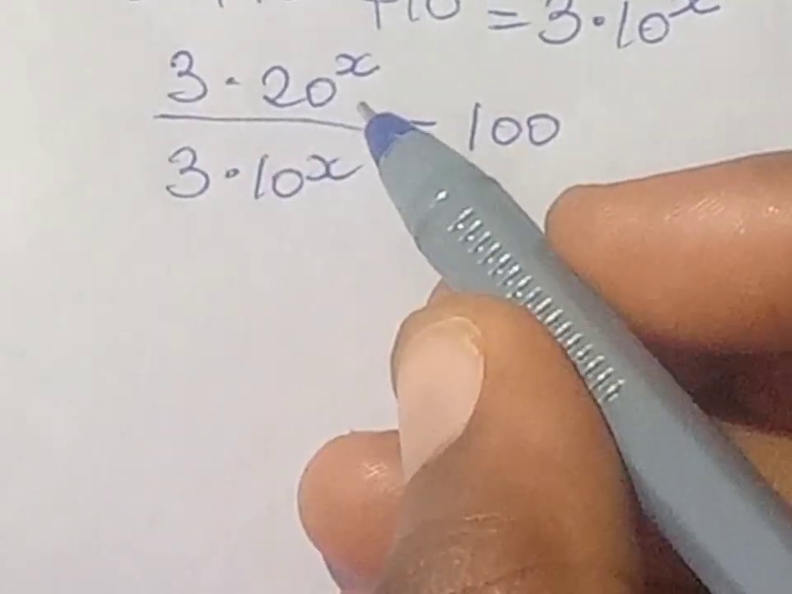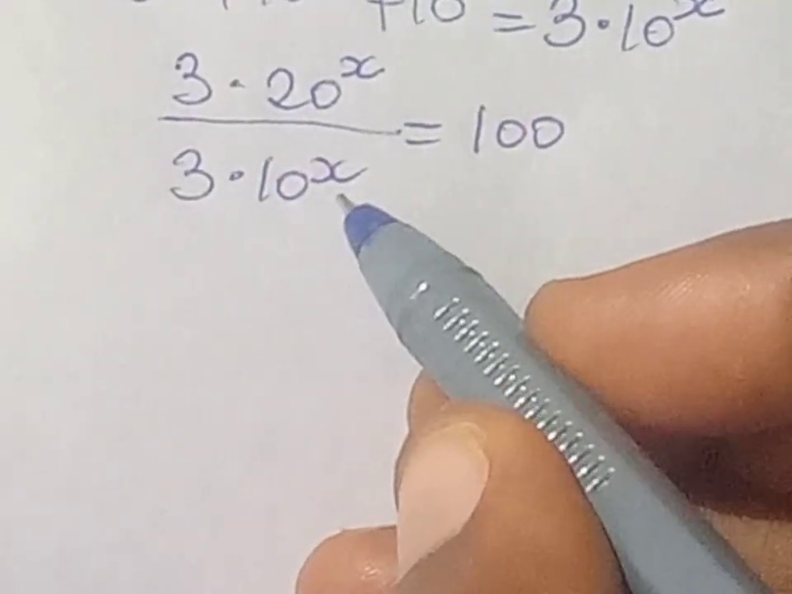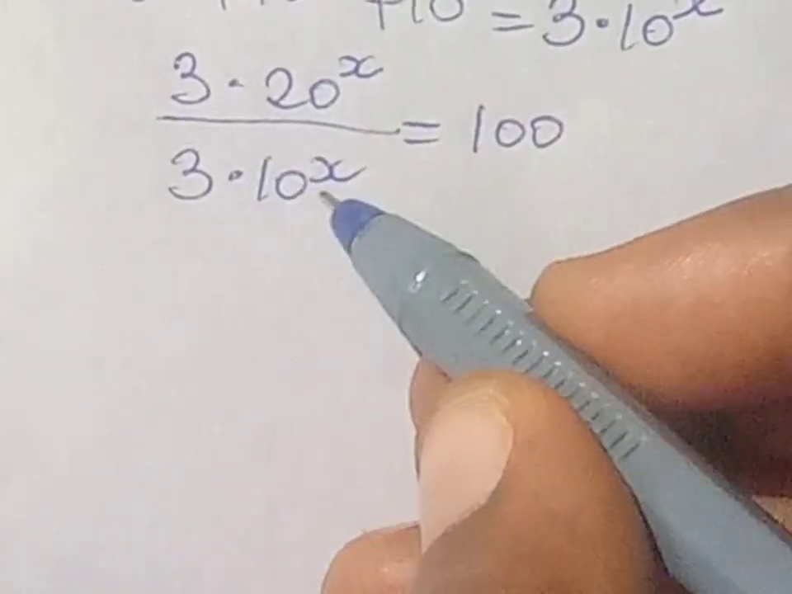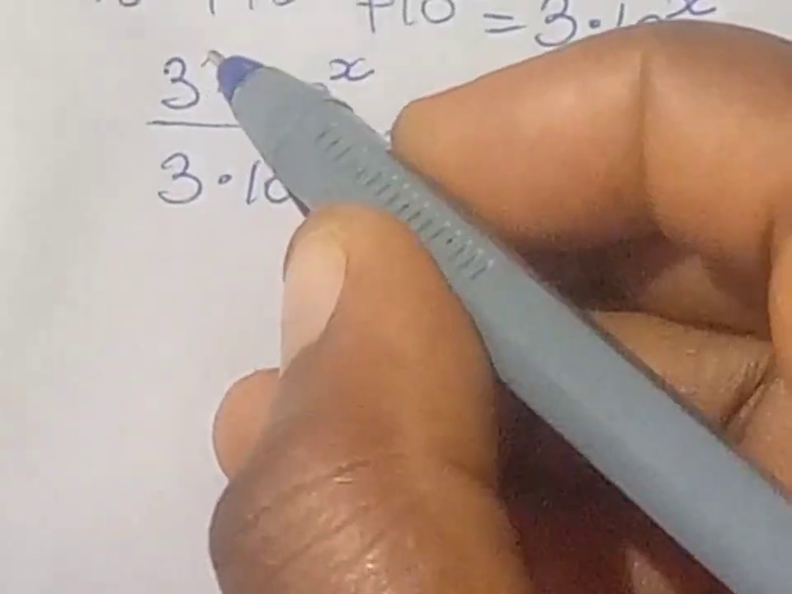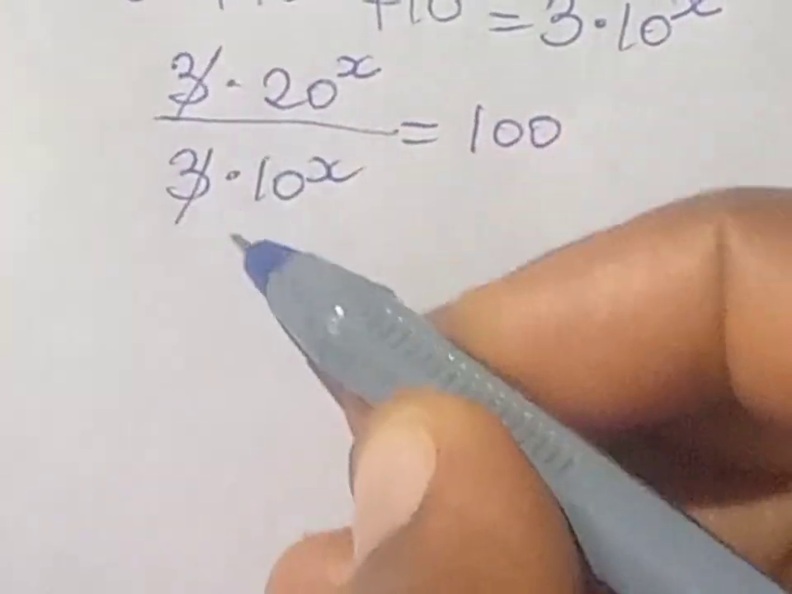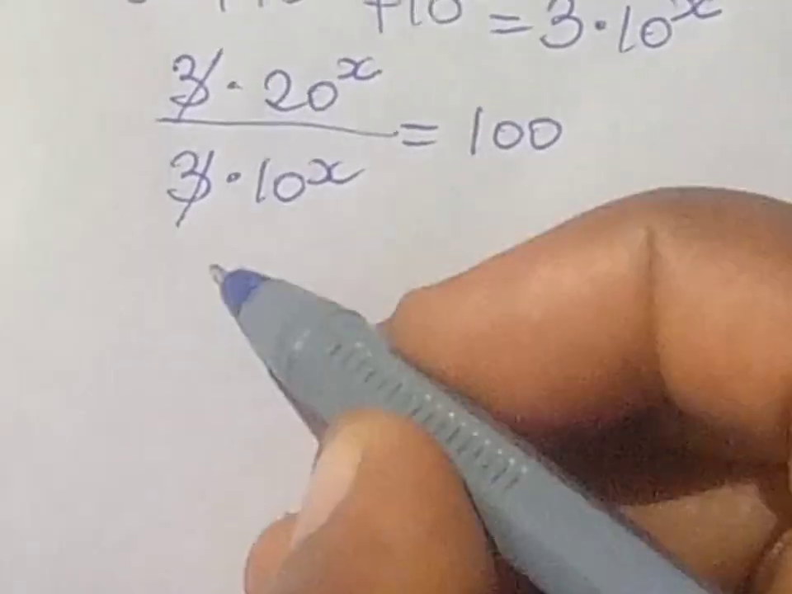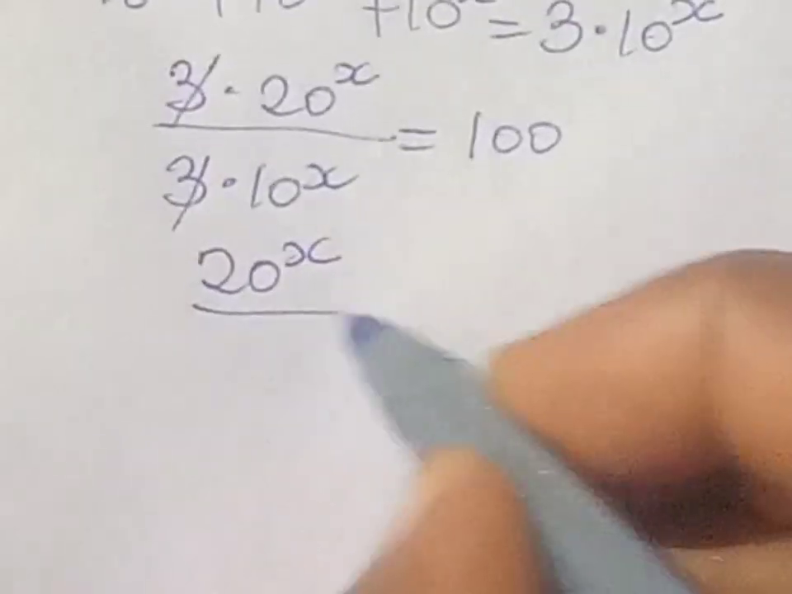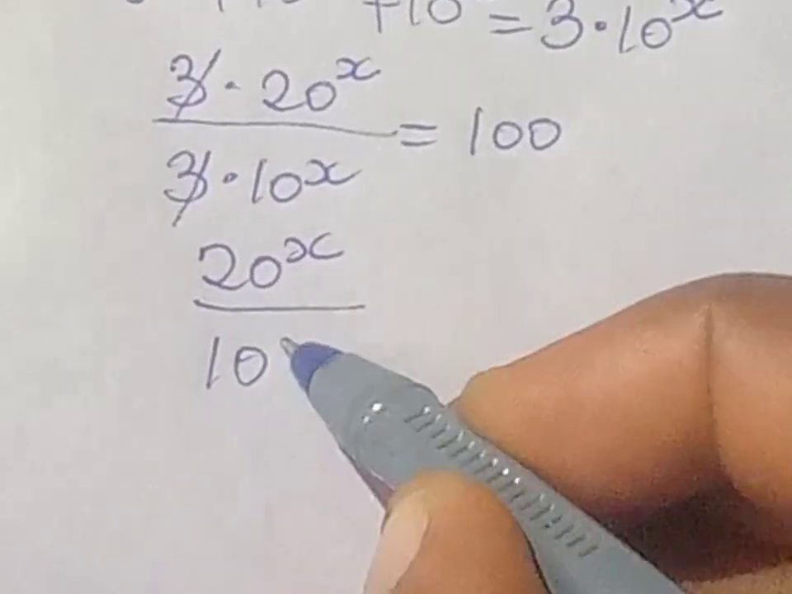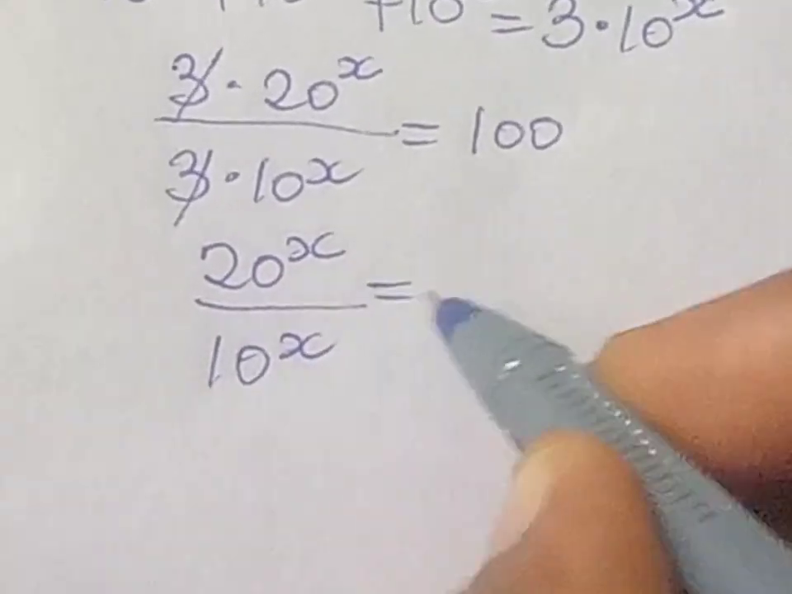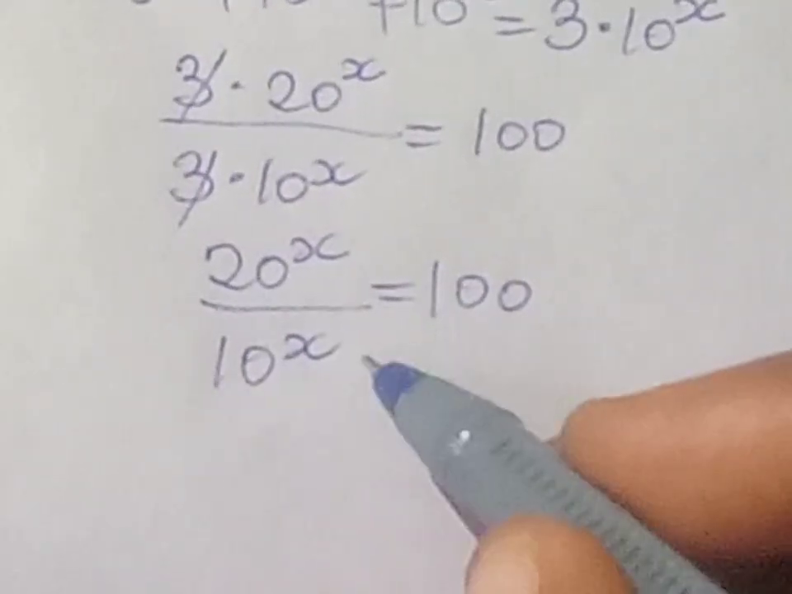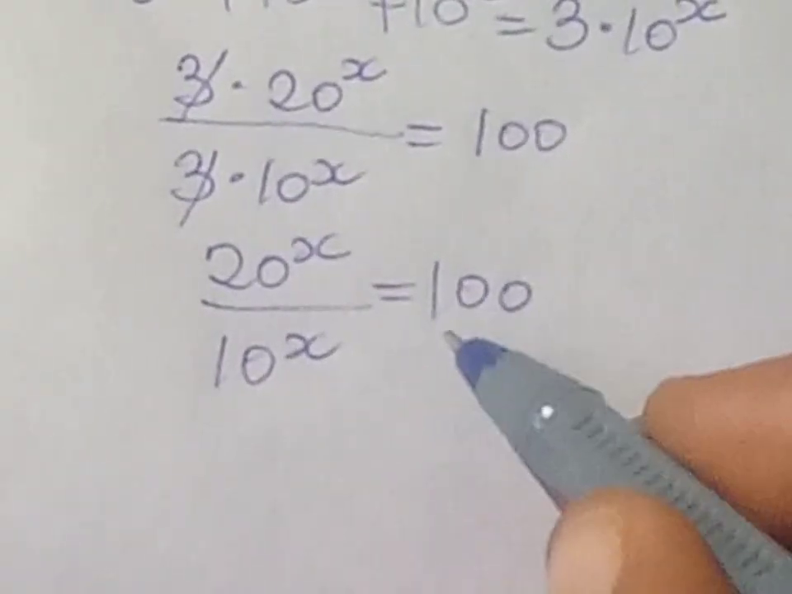Both the numerator and the denominator contain a factor of 3. So let's cancel them completely. 3 cancels 3. So our equation becomes 20^x divided by 10^x equals 100. The equation is now much simpler for us to solve.